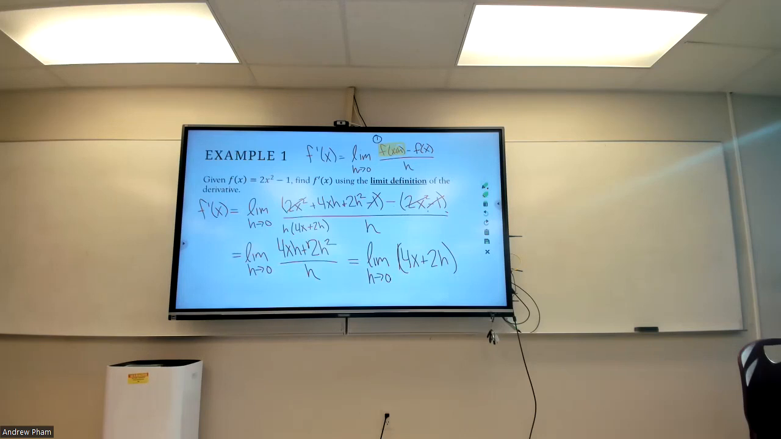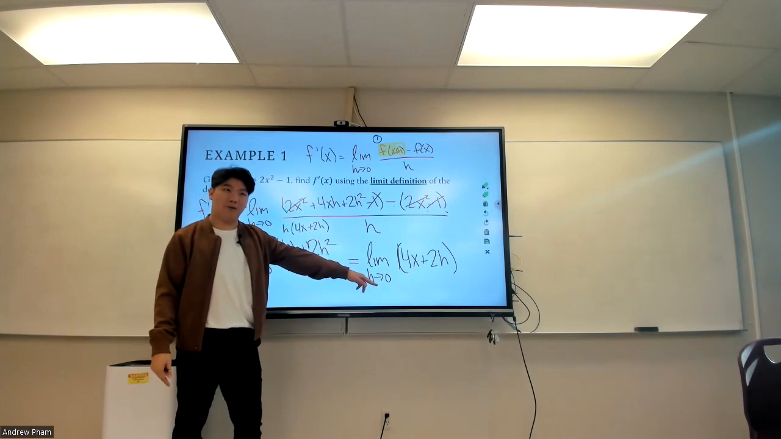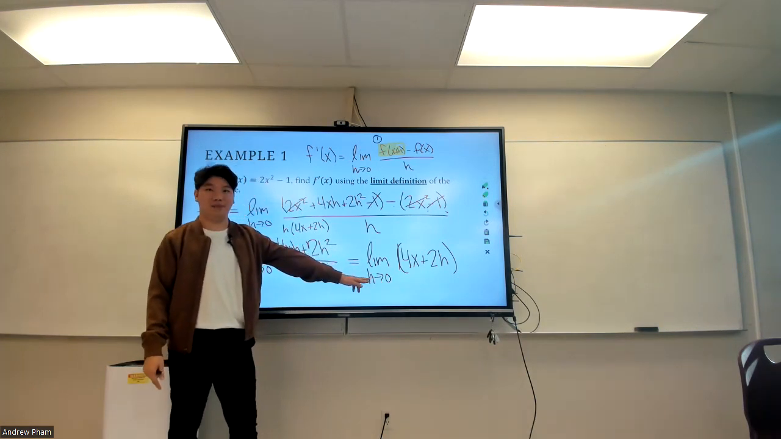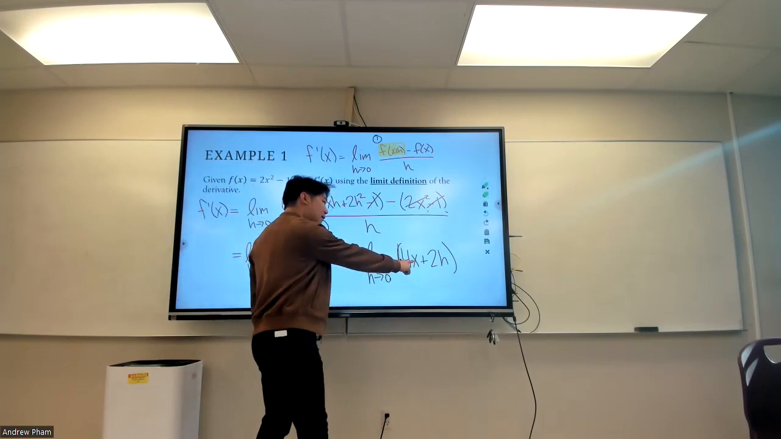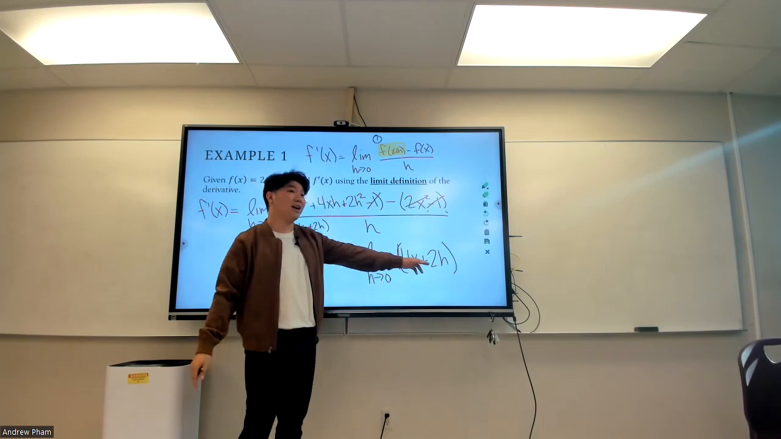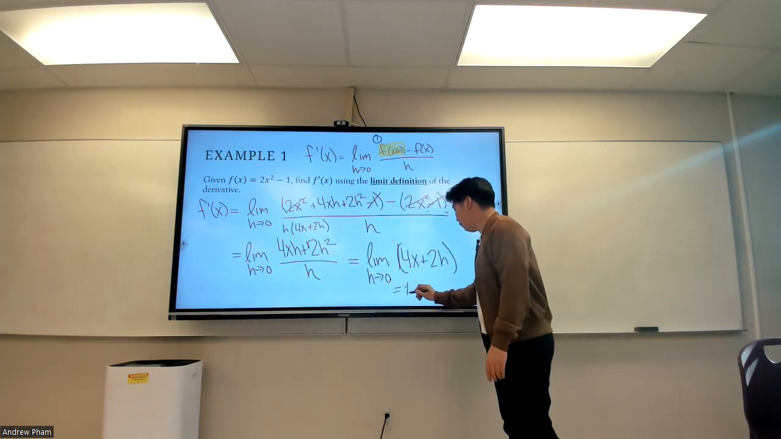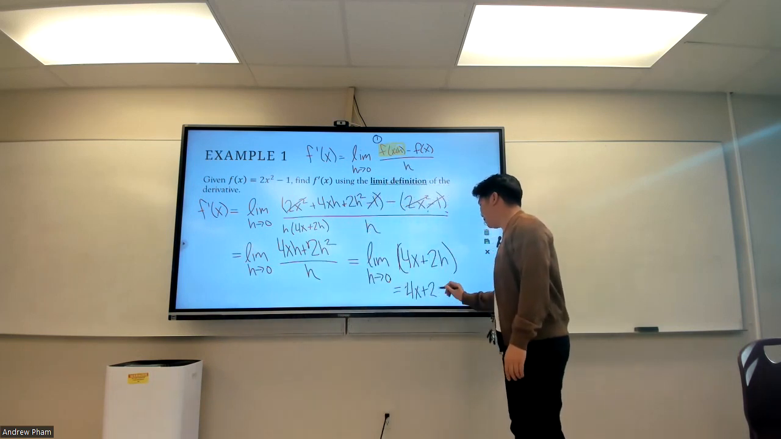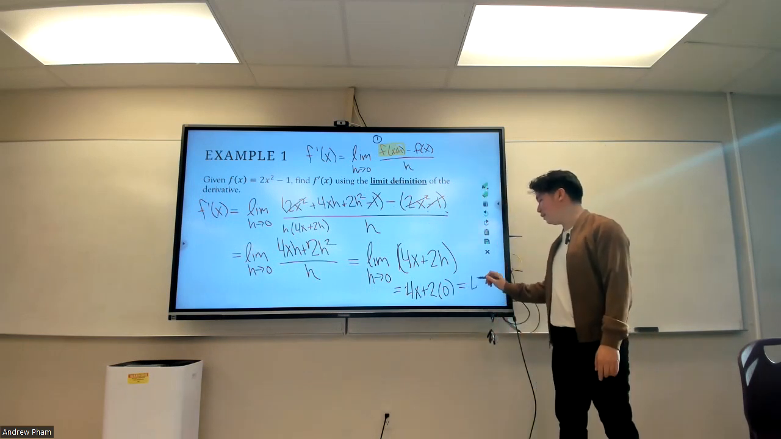Before, I couldn't plug in 0 because I would get 0 on the bottom. Now that I got rid of that 0 that was going to happen on the bottom, I can plug in 0 for h. I'm going to say that again. We're plugging in 0 for h. So if I plug in 0 for h, that means I get 4x plus 2 times 0, which just cleans up to be 4x.